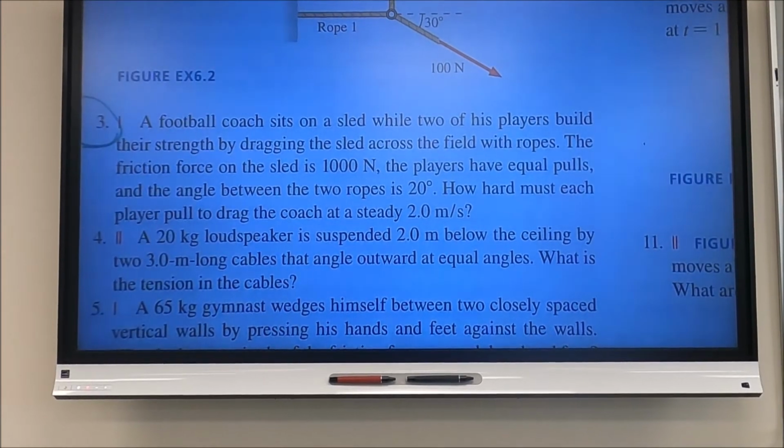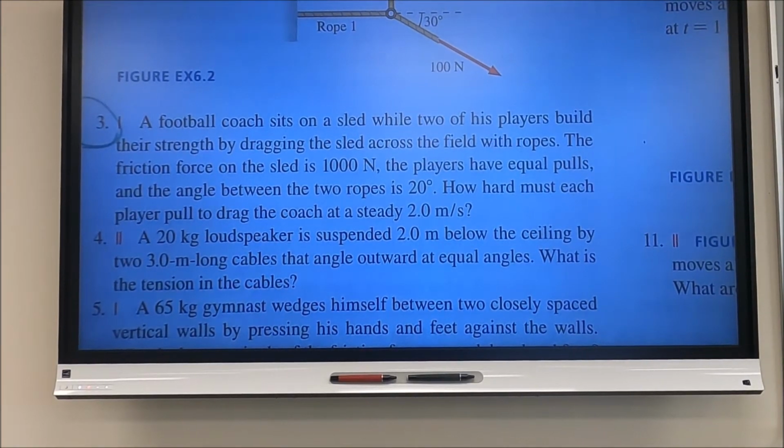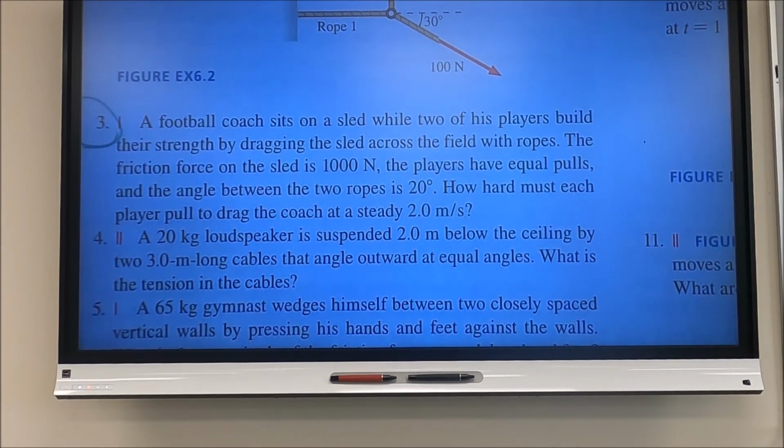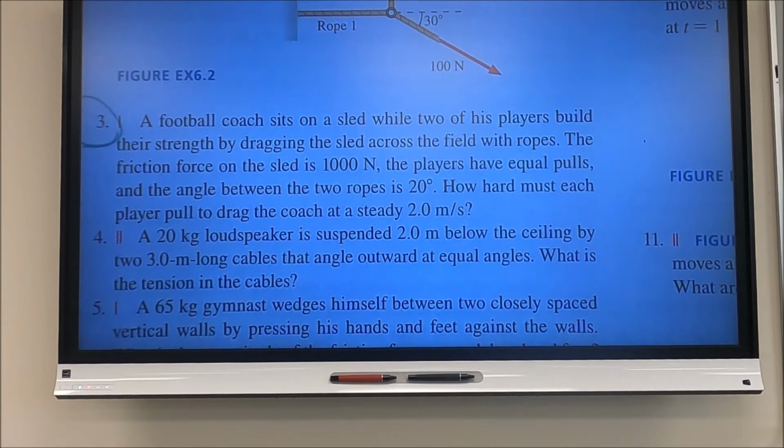The problem reads, the football coach sits on a sled while 2 of his players build their strength by dragging the sled across the field with ropes. The friction force on the sled is 1,000 newtons, and the players have equal pulls, and the angle between the 2 ropes is 20 degrees. How hard must each player pull to drag the coach at a steady 2 meters per second? Now, because it says steady 2 meters per second, that tells me that we're in dynamic equilibrium, okay?